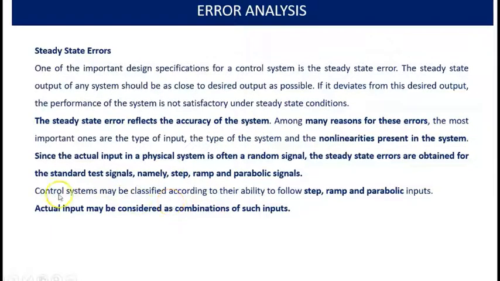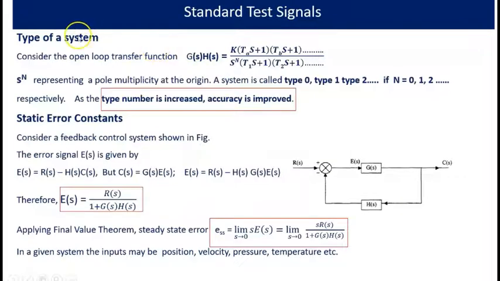Control systems may be classified according to their ability to follow step, ramp, and parabolic inputs. These are the standard inputs. Actual input may be considered as a combination of such inputs. Before going into detail, we have to familiarize with some terms, that is type of a system.